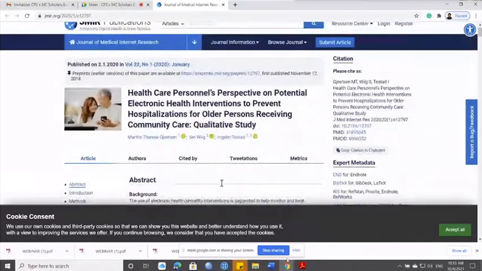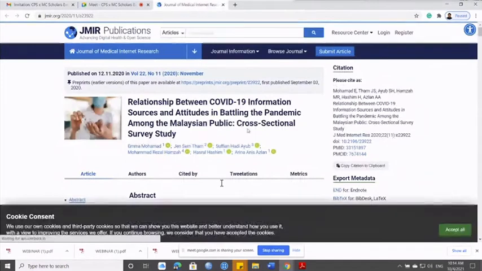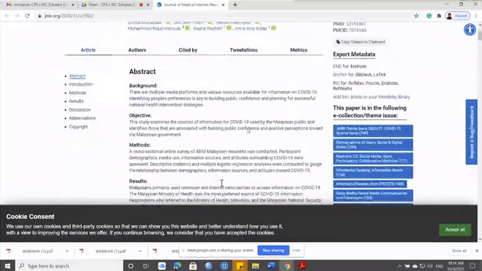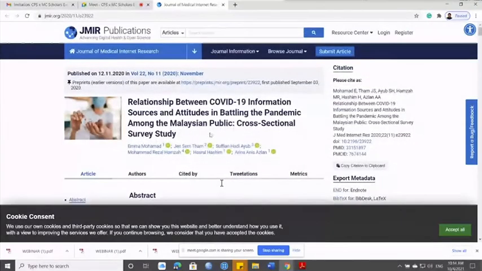Another one. Relationship between COVID-19 information sources and attitude in battling the pandemic among the Malaysian public. Cross-sectional survey study. Also from JMIR. Okay, this is my paper anyway. So this is the paper. This is the title.